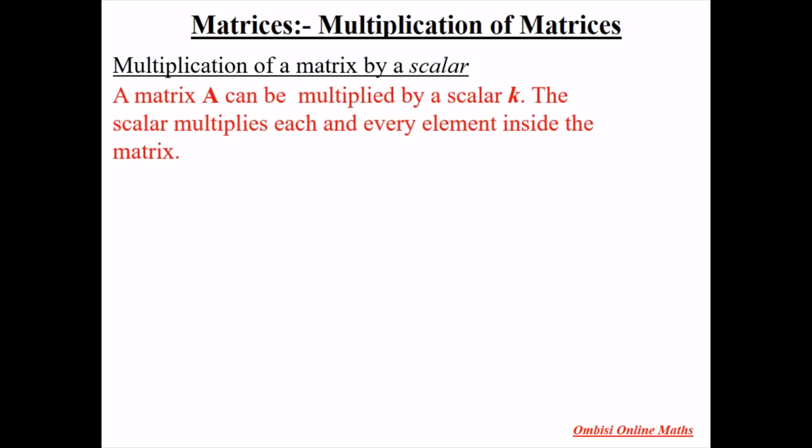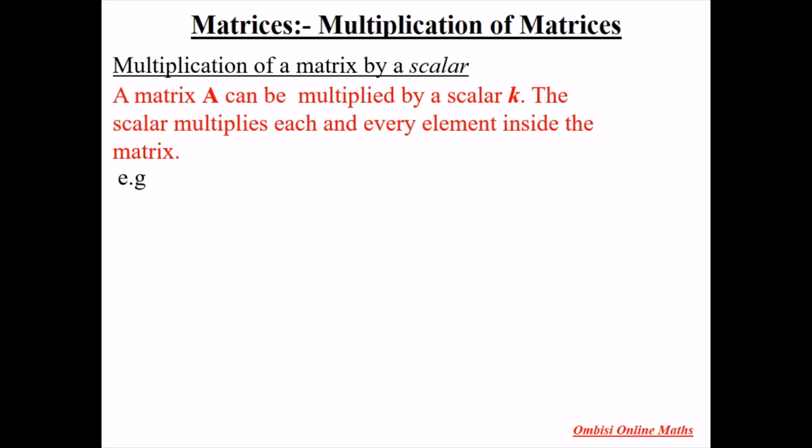Now, in the multiplication of matrices, we need to look at, first of all, the multiplication of a matrix by a scalar, or by any number that is a scalar. For example, a matrix A can be multiplied by a scalar K. The scalar multiplies each and every element inside the matrix. Remember, last time we talked about the elements inside a matrix. So the scalar is going to be multiplied by each and every element inside that matrix.